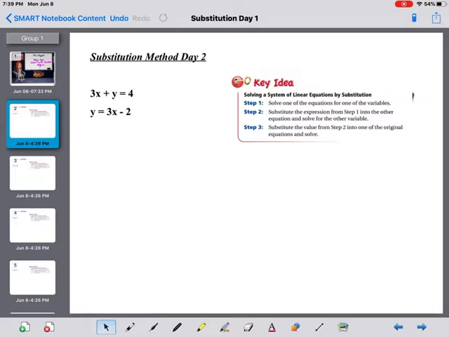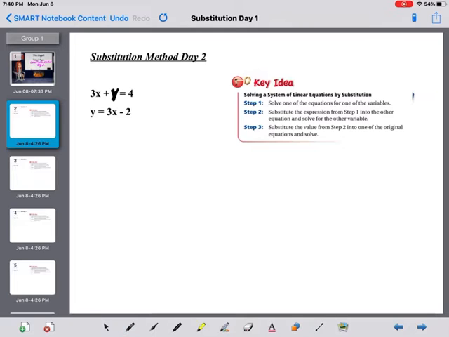So if we take a look at the first example, we have one equation that has 3x plus y is equal to 4 and a second equation that is y equals 3x minus 2. So it's a little bit different from yesterday. Yesterday, both equations had y equals. The y was by itself in both. Today, we only have one equation that has y equals, but we are going to be using a form of substitution to solve.